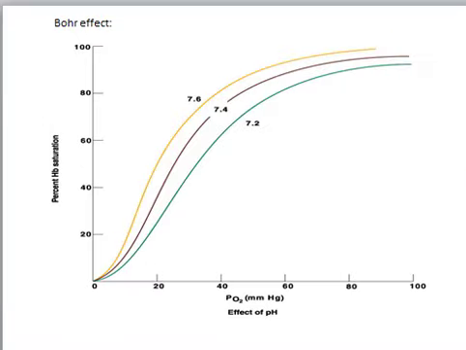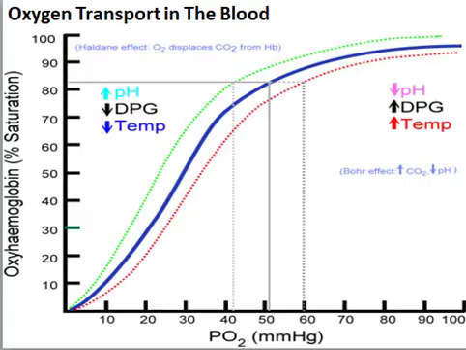Two effects are also important to understand. The first is the Bohr effect. The Bohr effect, as I said in the previous slide, is the effect of pH on the dissociation curve, with increasing acidity causing low pH, decreasing the affinity of hemoglobin to oxygen, so more oxygen will be given to the tissue. This is called the Bohr effect.